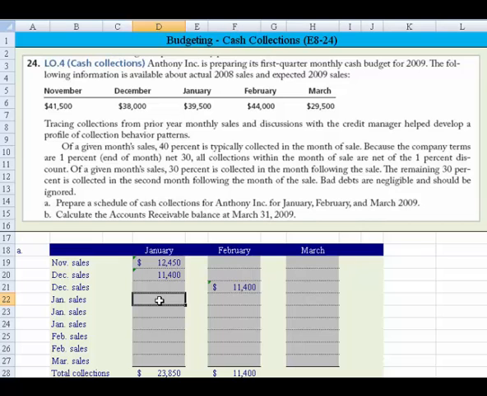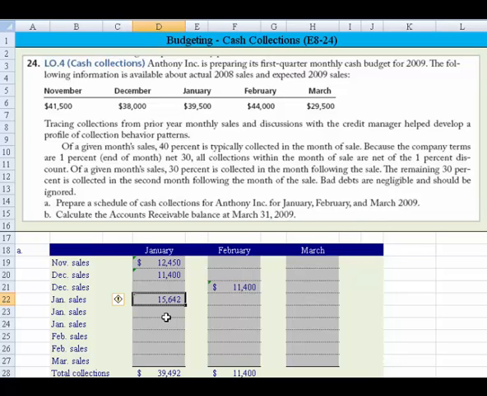Okay, January sales, we get 40% during the month we sell it, so 39,500 times 40%. We've got to back off that 1% from the amount. So let's take the 39,500 and multiply it times 99% first, right? Because they're going to take a discount. And we come up with 15,642.